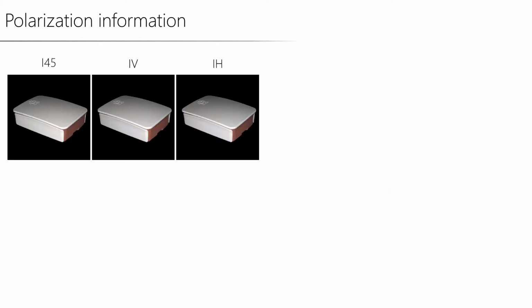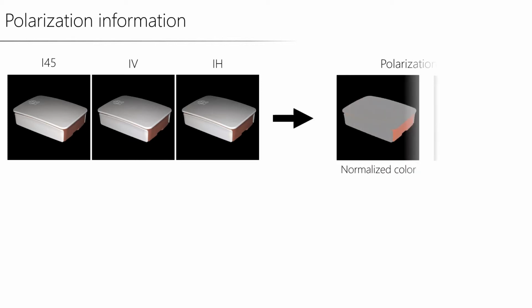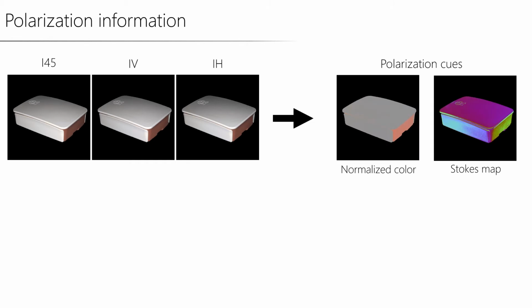Using our setup, we capture 3 orientations of polarizing filter: 0, 45, and 90 degrees. Using the difference between these images, we can compute a normalized base color of the object, which suppresses light variation over the object and reduces the impact of specularity. We also compute a normalized Stokes map from diffuse polarization, which provides a pi-ambiguous estimation of the normals.